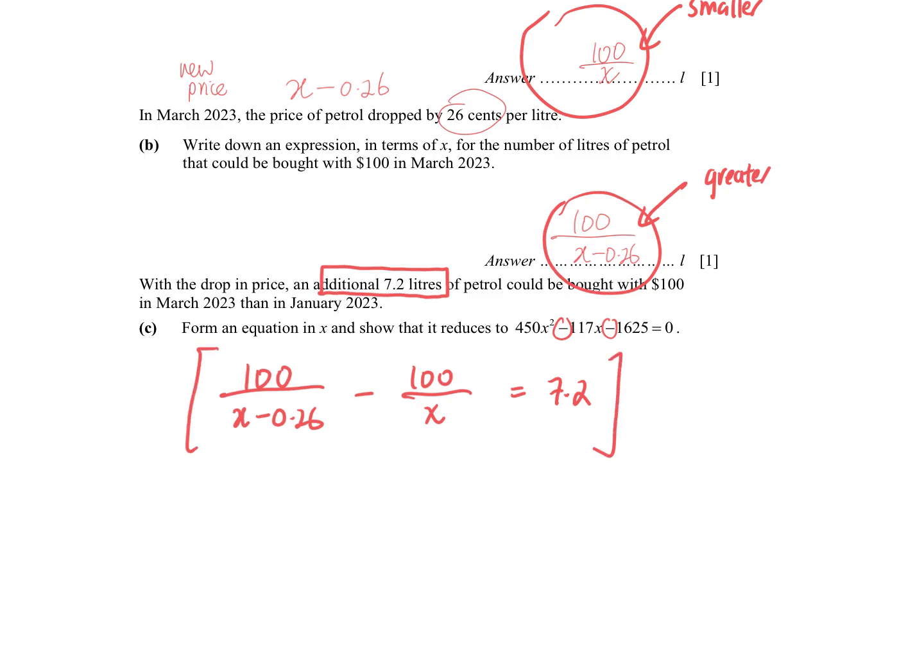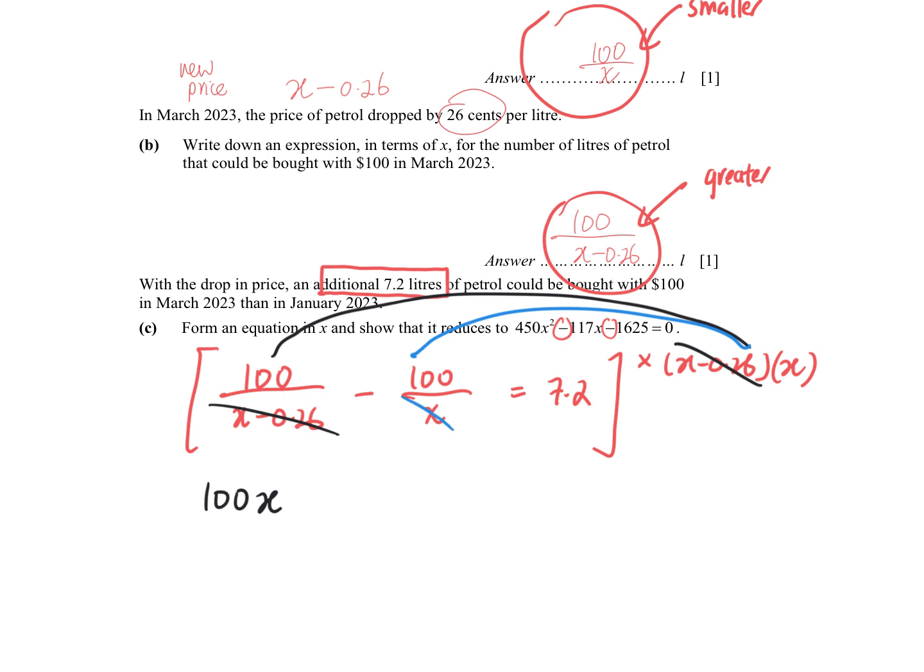So how to get rid of the denominator? We multiply by LCM. So first one, multiply this in. This thing is gone, so 100x. Second one, multiply this in. The x is gone. I know some of you are still combining into one fraction and cross multiplying. That is also fine, but just don't make errors unnecessarily.